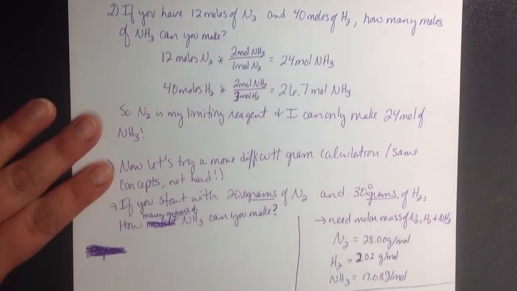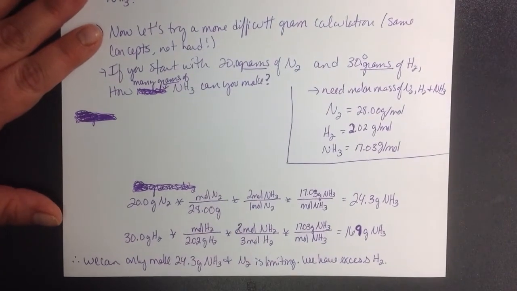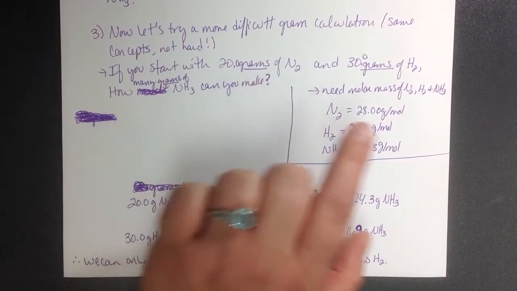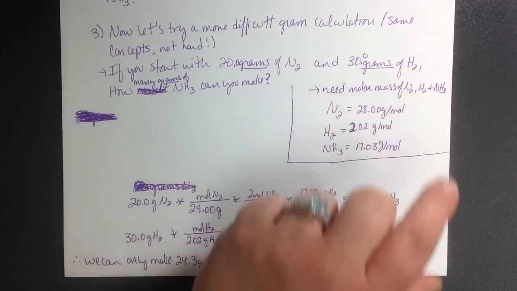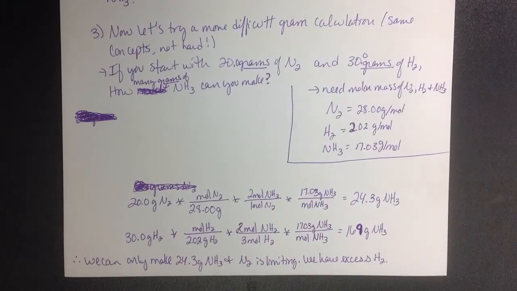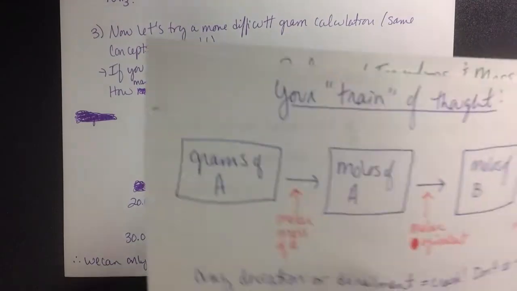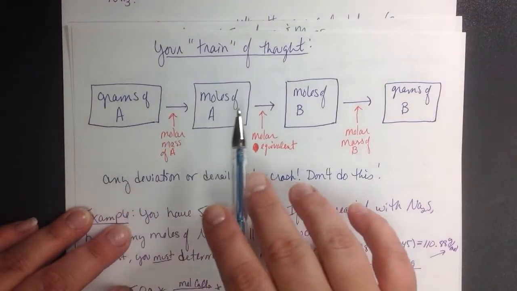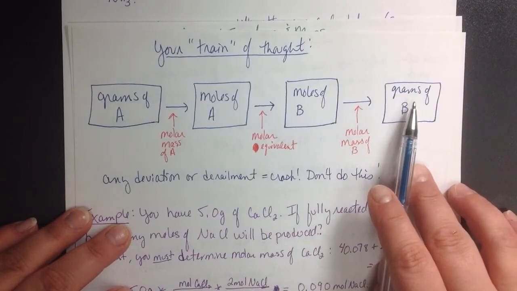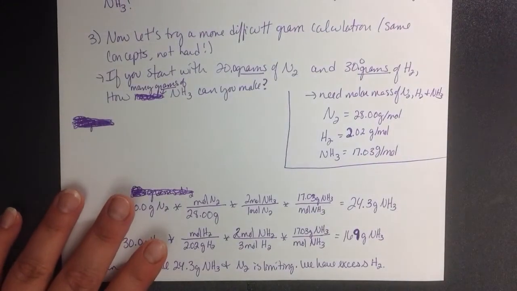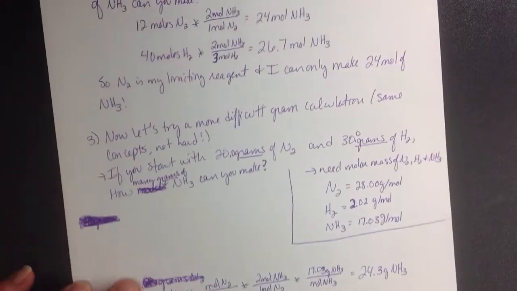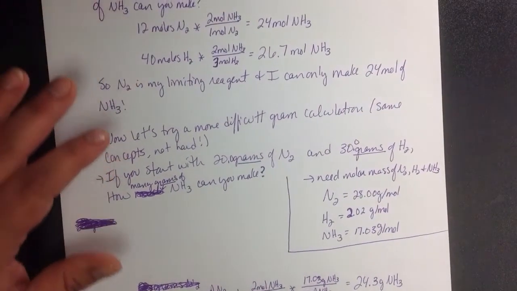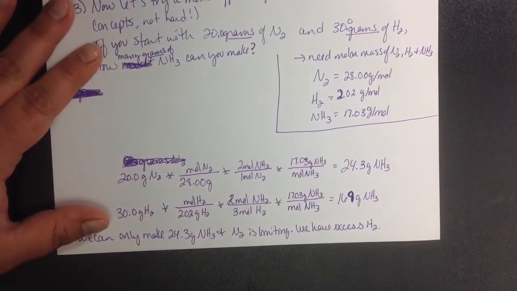Okay, now let's try a more difficult one. Let's say you start with 20 grams of N2 and 30 grams of H2. That means we have to go back on that train that we were on last time. For each of these, we have to go grams, molar conversion, grams. And what we do is we run through both of those just the same way we did when we had moles. Yes, it's a longer type of calculation. You can totally do it. Okay? So here we go.